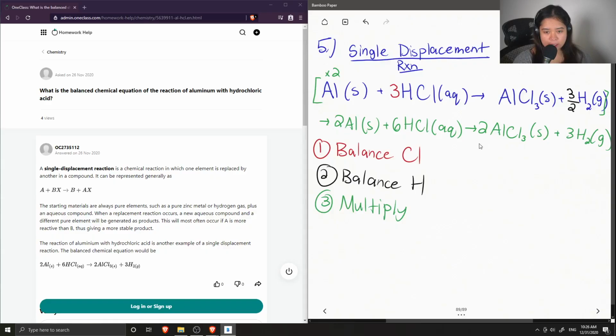Okay, so let's double check to see everything's balanced. 2 aluminums, 6 chlorines, and 6 hydrogens.